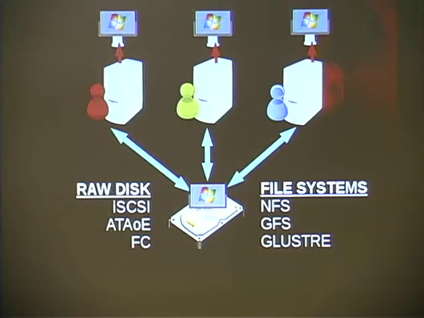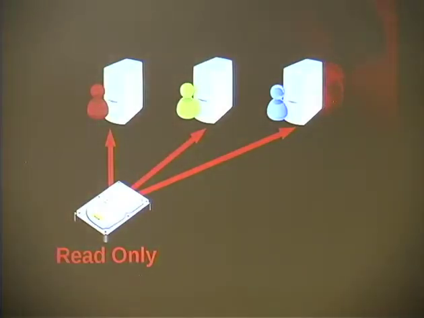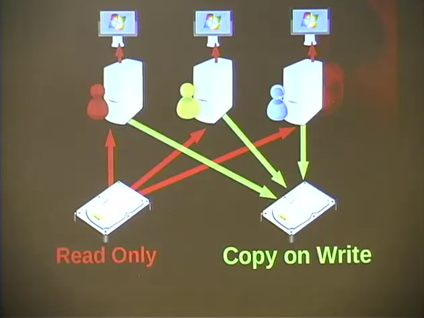You can export these disk images to your analyst workstations either over a raw disk image protocol like iSCSI, ATA over Ethernet, Fibre Channel, or you can put it on an actual network file system like NFS, GFS, or Gluster. So to solve that concurrent read-write problem, I put those disk images on a read-only disk. Then that's exported as usual to my analyst workstations. They run their virtual machines from that, and then instead of writing back to that one read-only disk image, they write back to a copy-on-write disk image.